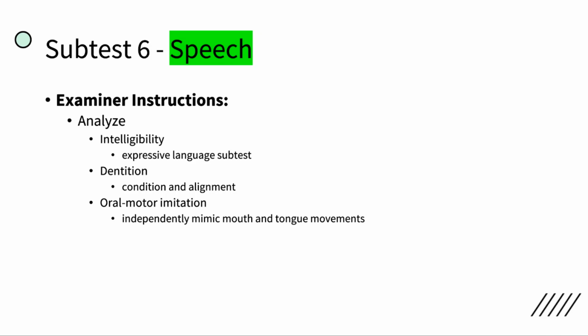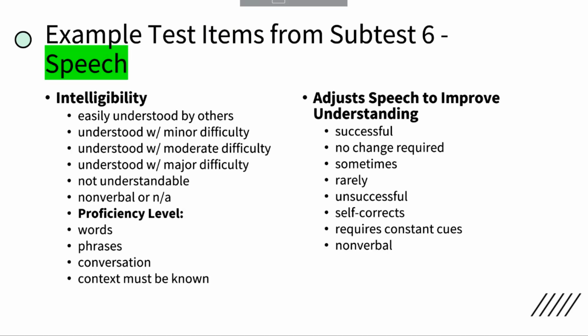Subtest 6 looks at the individual's speech. The examiner will analyze the individual's intelligibility of sounds produced, dentition, and oral motor imitation. Intelligibility of speech can be determined through the expressive language subtest. Following health and safety measures, the examiner will also look at the individual's teeth condition and alignment with a flashlight and gloves. The objective of oral motor imitation tasks is to see if the individual can independently mimic any motion made with his or her mouth and tongue. Additional test items from Subtest 6 are proficiency level and adjusting speech to improve understanding.